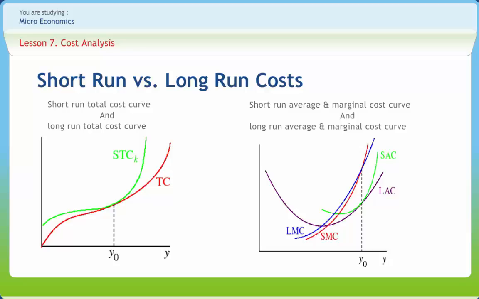Long-run costs, in contrast, are costs that can vary with the size of the plant and with other facilities, normally regarded as fixed in the short run. In fact, in the long run, there are no fixed inputs and therefore no fixed costs. That is, all costs are variable. We can see in the diagram also that short-run cost curves are steeper than long-run cost curves.